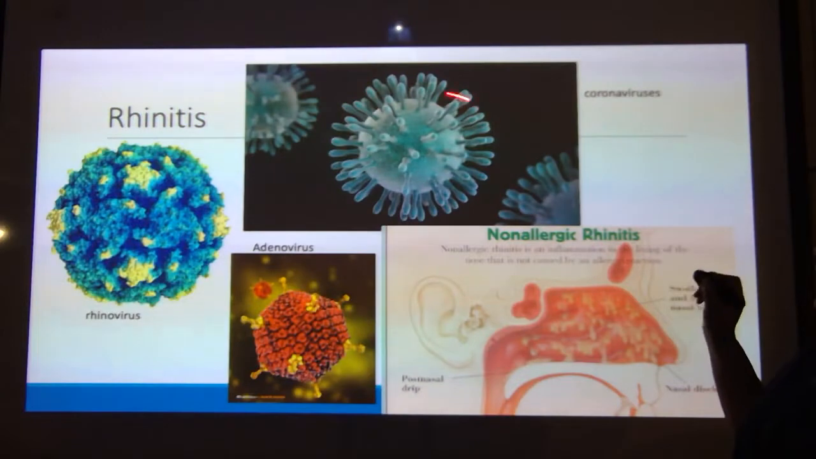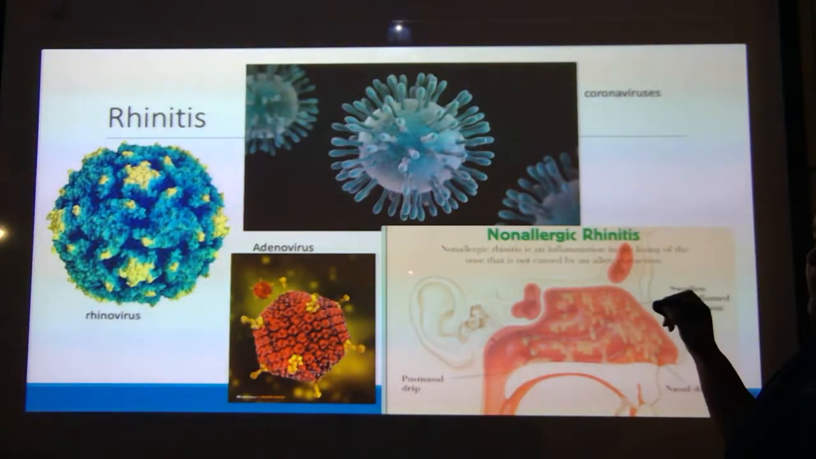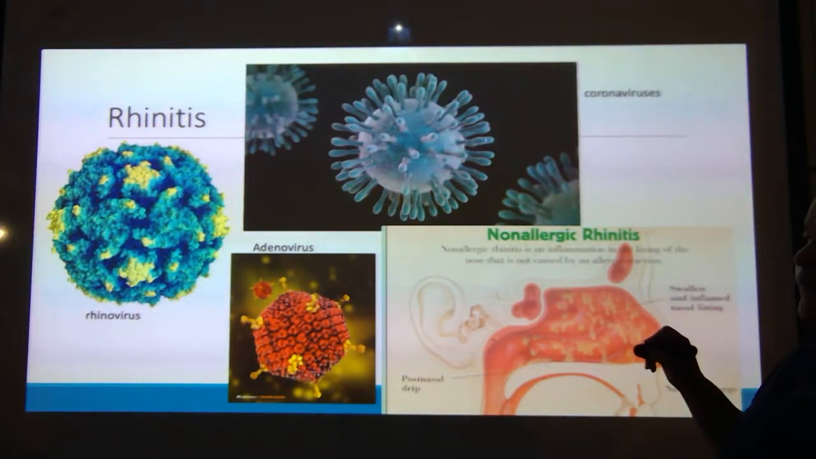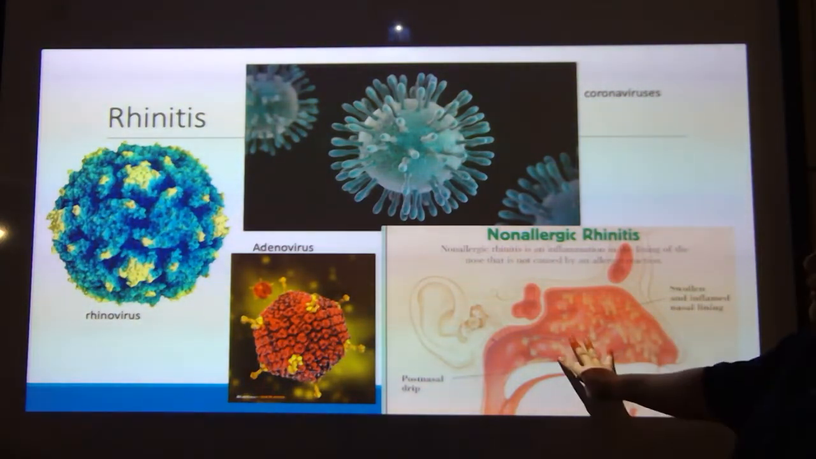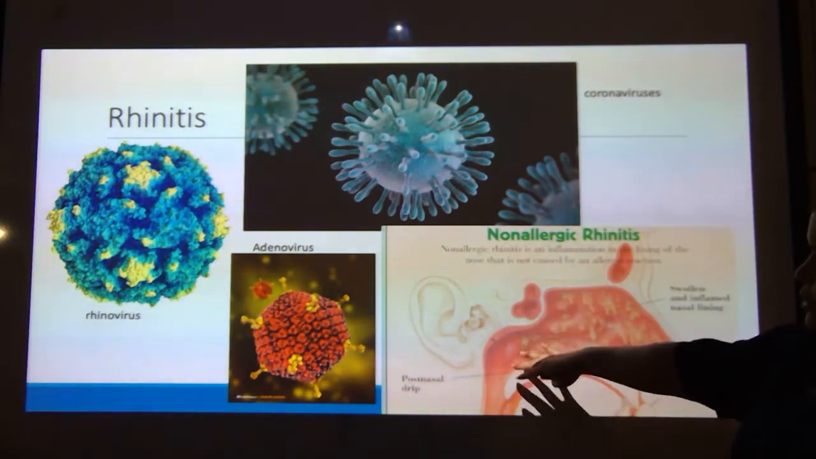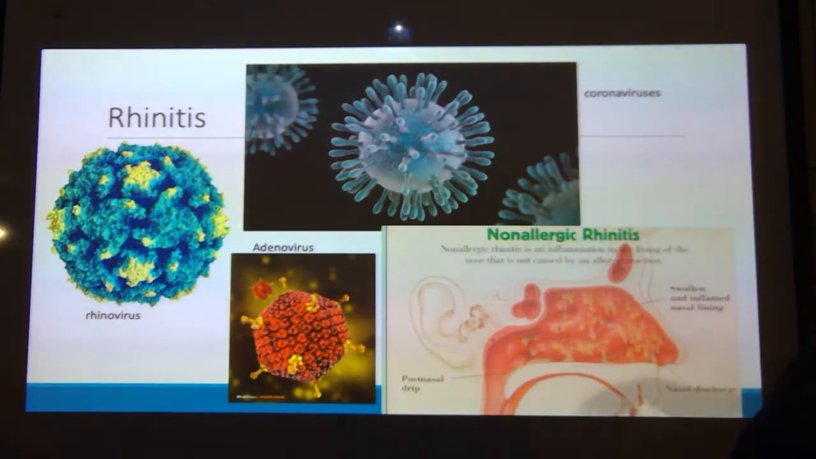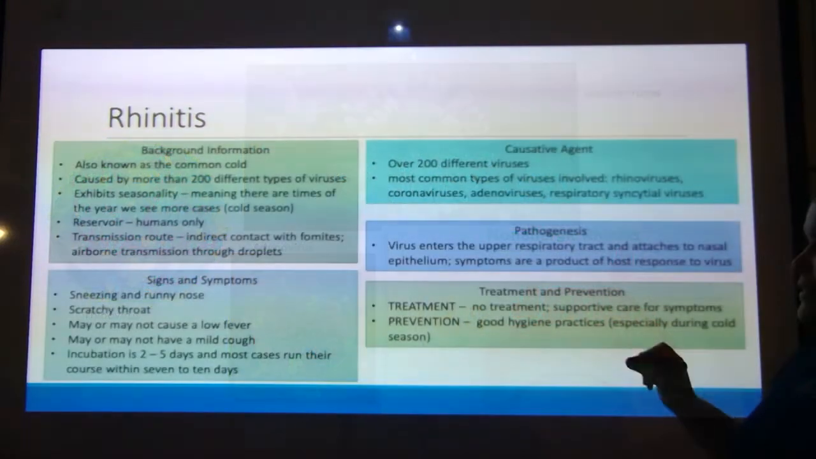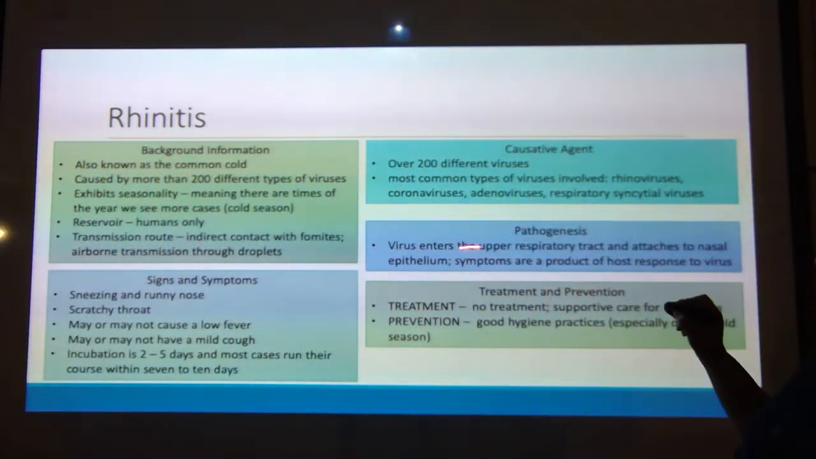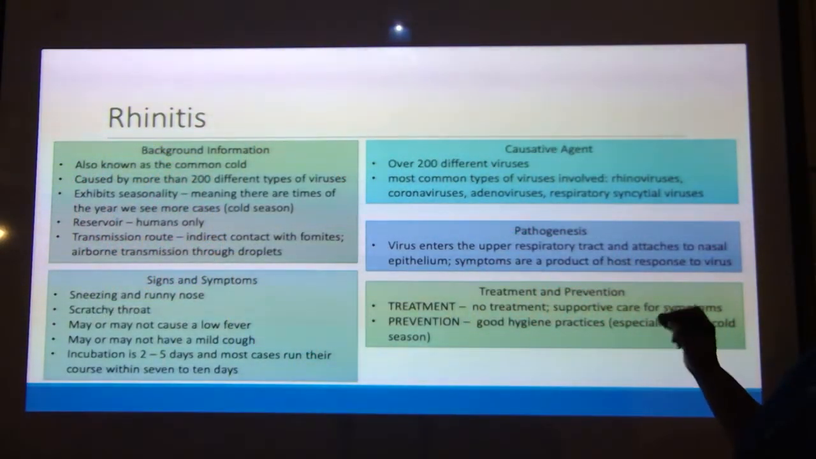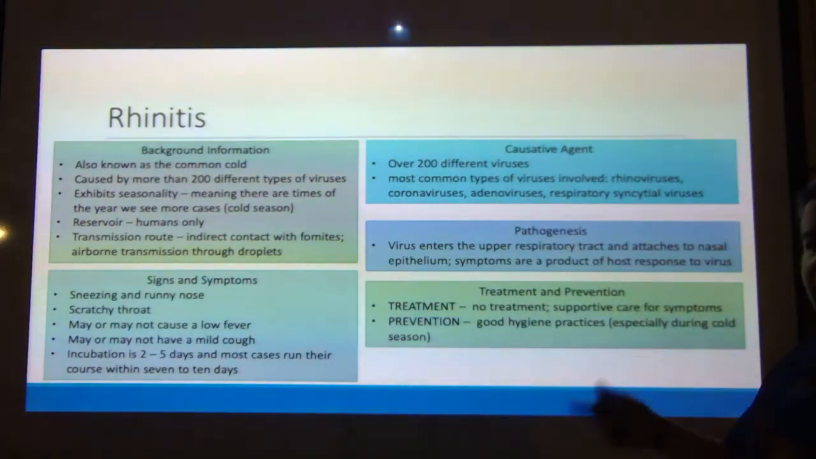So this is the coronavirus, the classic one, not the one that we know and love today. This is the rhinovirus, the adenovirus. So in this picture, you can see the inflammation of the mucosa. You can see all of this excess mucus that's happening. As I said here, the symptoms are usually a product more of your immune system than they are of the actual virus itself.